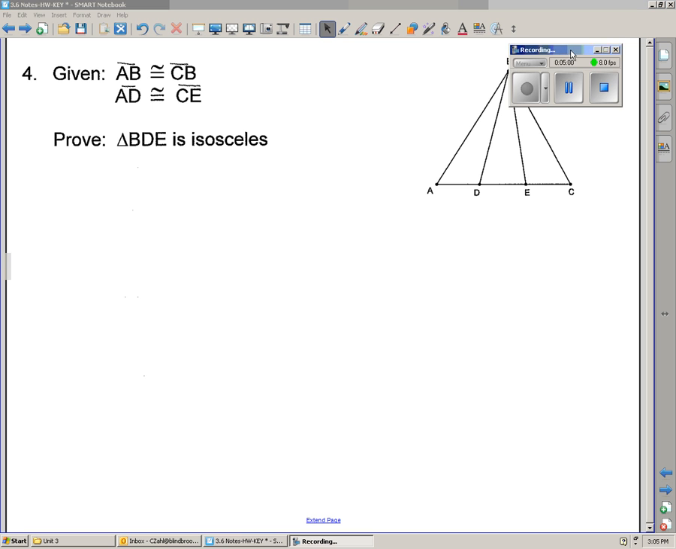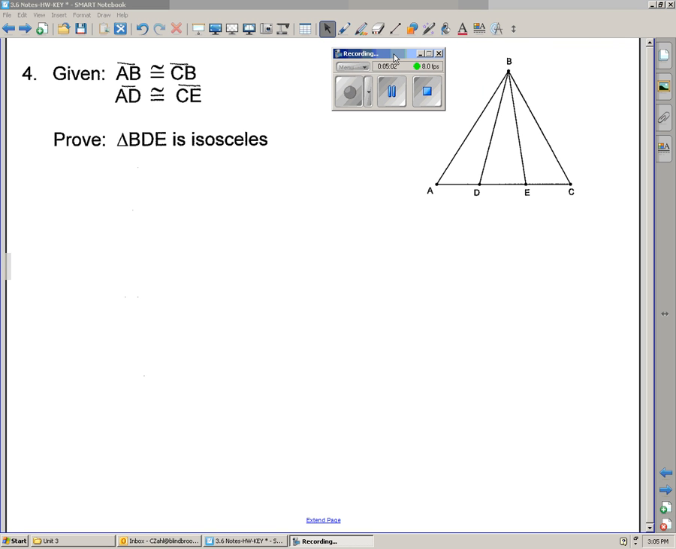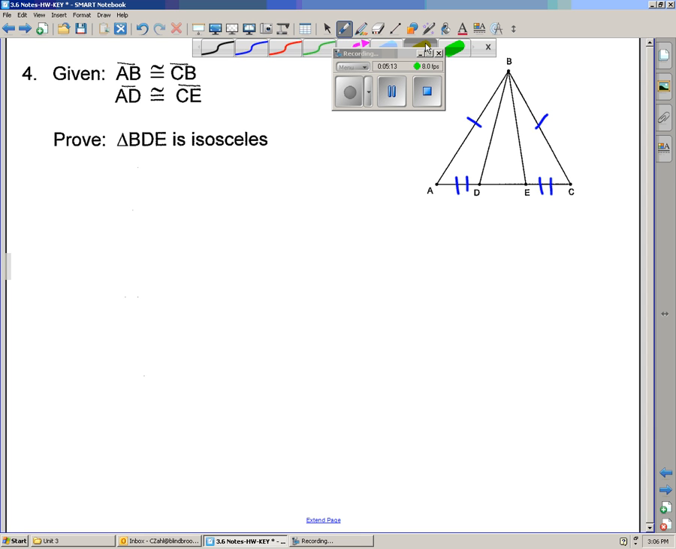So on this particular proof, we've got AB being congruent to CB, and you've got AD being congruent to CE. They want you to prove that BDE is isosceles. The only way we can do that is to get into that triangle there, and here's probably the best way to go.